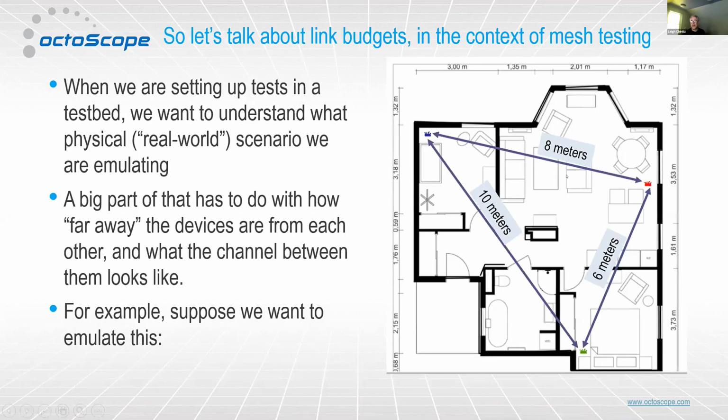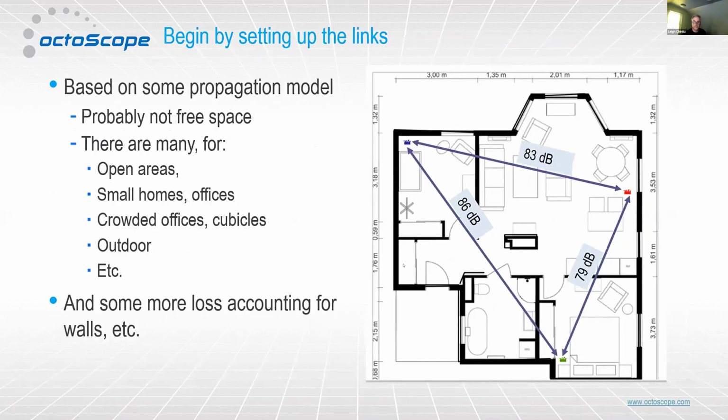One thing you can see is that we can understand what the distance would be between these things. You can see 8 meters, 6 meters, 10 meters. We can see that there are some walls between them as well in certain cases. And we have some sort of environment that this is in. Typically, this would be like a small home or small office environment.